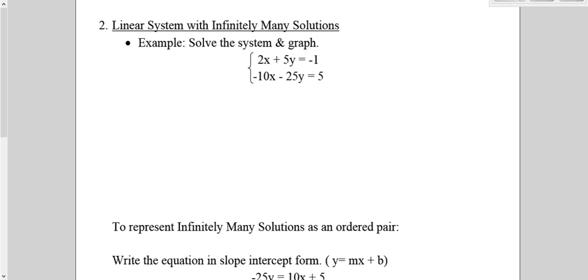For this next example, it's going to show us what happens when we have infinitely many solutions. Okay, when I look at these two first terms, I can multiply x by 5 and get 10. So I'm going to multiply by 5. In the notes it says -5, but really it should be the opposite. So I'm going to get 10x plus 25y equals -5.